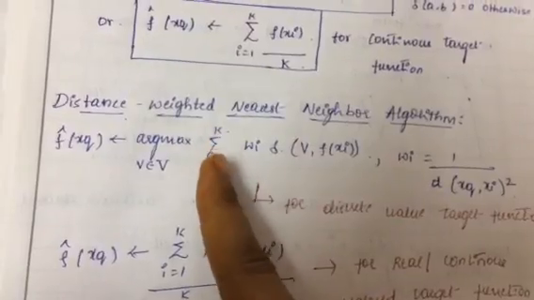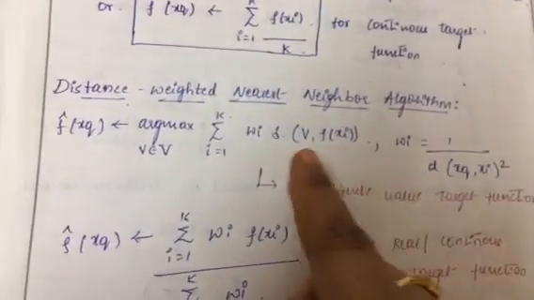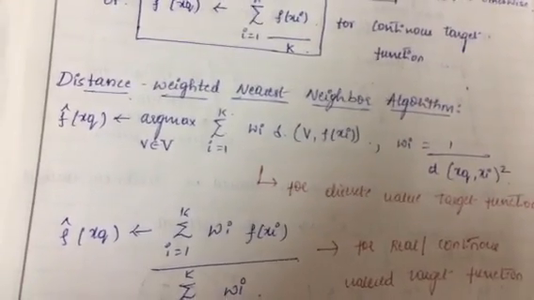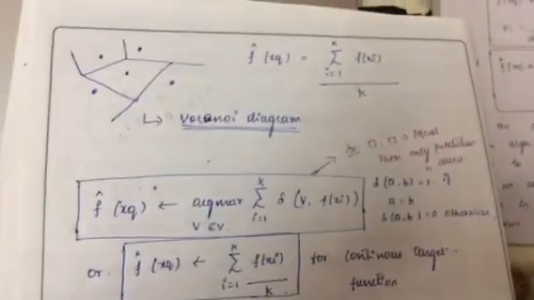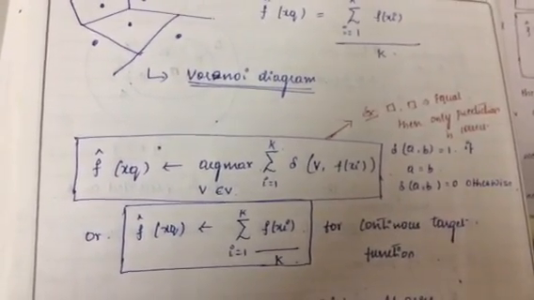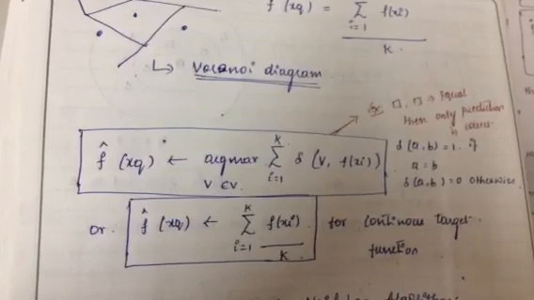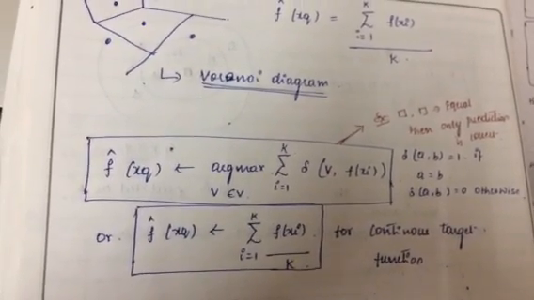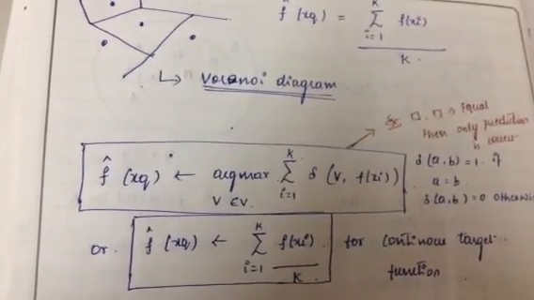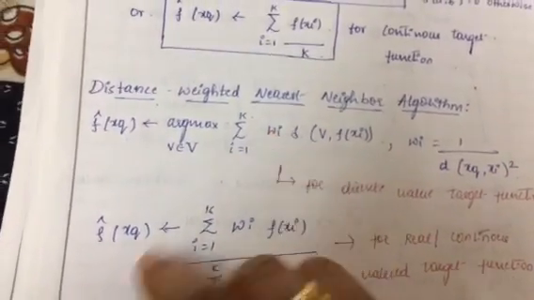Summation of i equal to 1 to k, where k indicates the number of neighbors. Wi indicates the weight, and delta is the delta function, delta of v comma f of xi. This is the previous formula we have already studied for a discrete valued function, and there is also one for a continuous valued target function. These are the formulas for discrete valued and continuous valued target functions. In the same formula that was previously studied, we are going to assign a weight, that is Wi.